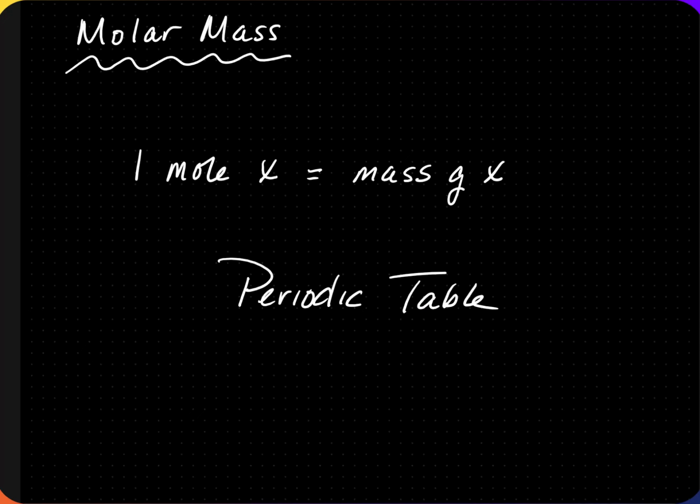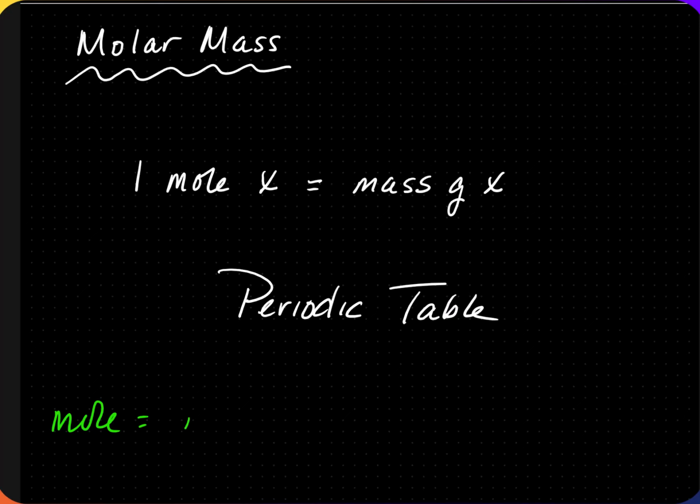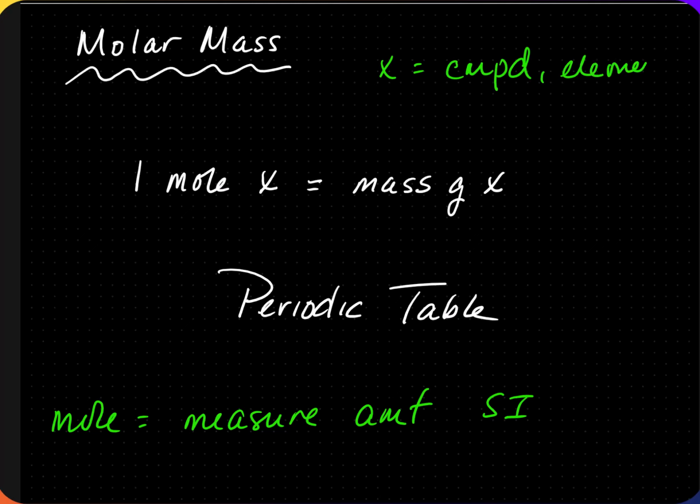Molar mass tells you that 1 mole of X is equal to its mass in grams of X. A mole measures any amount. It measures amount. And this was the SI unit in the metric system. So molar mass is a conversion factor in which it tells you that 1 mole of X, and X can be a compound, an element, an ion, and so forth, is equal to its mass in grams of that X, compound, element, or ion. We get the mass off the periodic table.